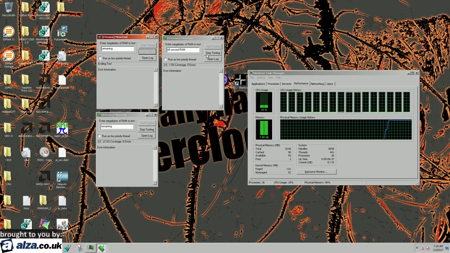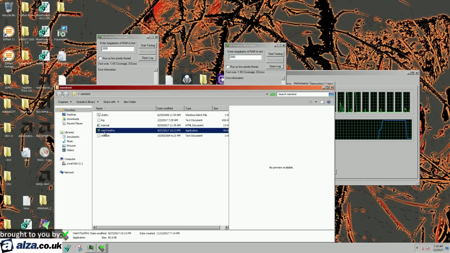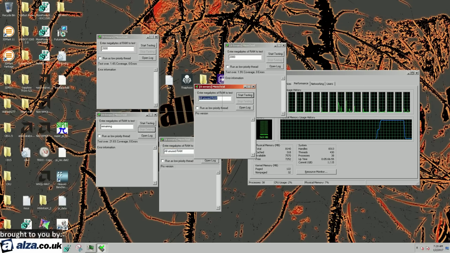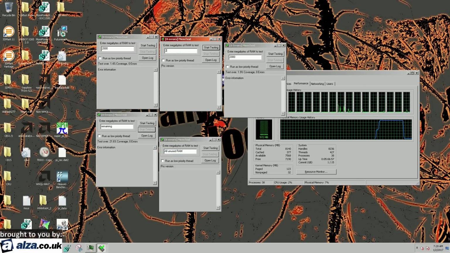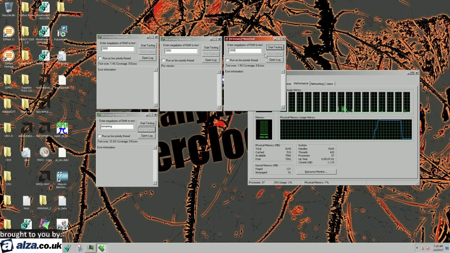So I'll actually show you how you would do that. We have 3 instances right here. I'd set 2 gigabytes on that one, 2 gigabytes on that one, and then I want a few more instances. Let's go. 2 more gigabytes on that one, and that's 6. So we'll start that one, that one, that one, and that one.